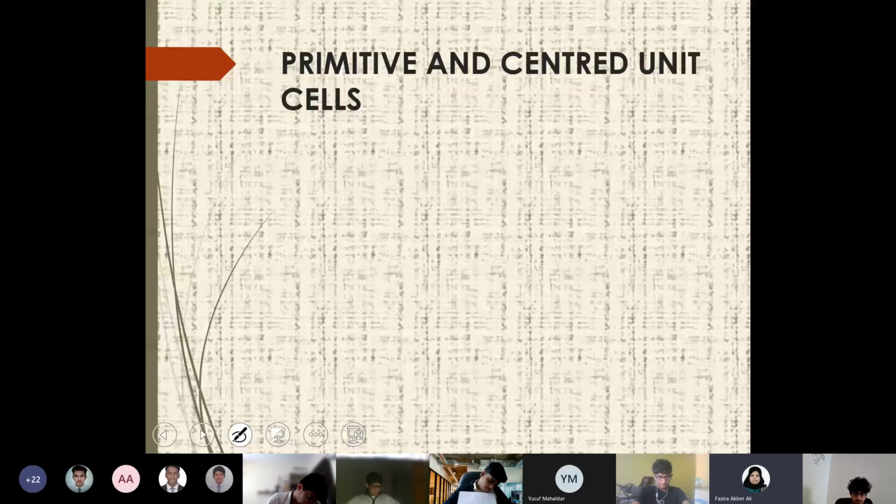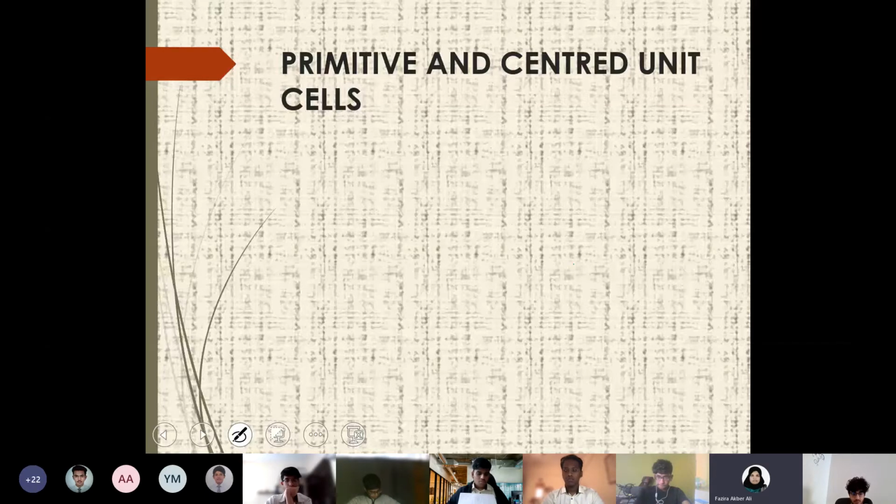Primitive, what do you mean by primitive? The word meaning, primitive. It's like very simple, old or very basic, right? Yes, ma'am. So this arrangement of particles inside the unit cell is of 2 types, primitive and centered unit cells.